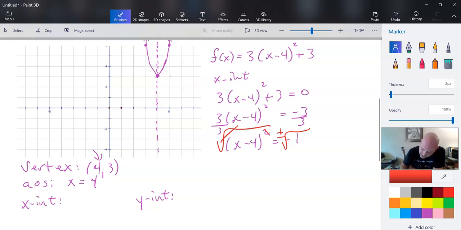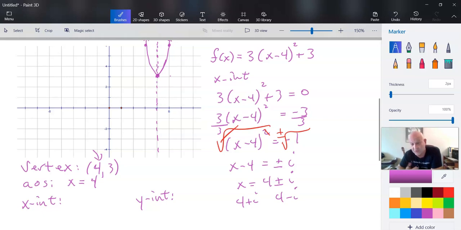So that cancels that, and now I have x minus 4 is equal to, well, this is the square root of negative 1, and we already know that that's i. So this gives me plus or minus i, and if I add the 4 over, I end up with x is equal to 4 plus or minus i. Well, those don't graph on an xy plane like this, right? That's two x-intercepts, 4 plus i and 4 minus i.